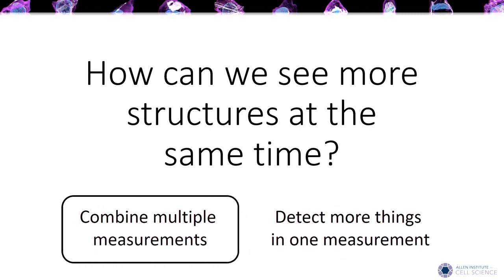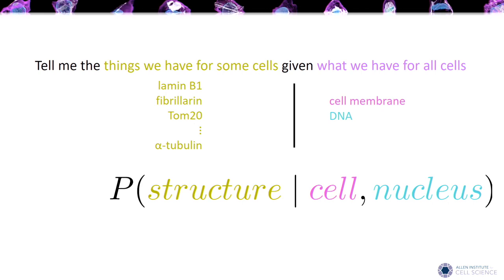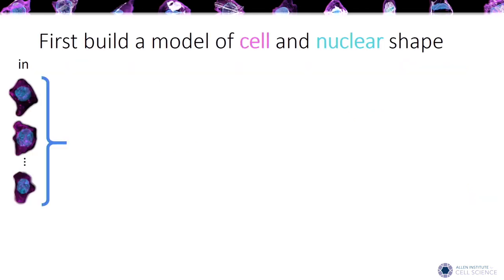Well, that's where we come to another approach, which is to use as an input, instead of bright field images, images that have cell membrane and nuclear dye. And really what we're asking here is, can we find the things that we have for some cells, where each cell has like lamin B or fibrillarin, and it has one of these things. Given what we have for every cell, which is a dye for the cell membrane and a dye for the DNA. The formalism of this is just, can you tell me the probability that I'm going to have a given structure given an input cell and nuclear image?